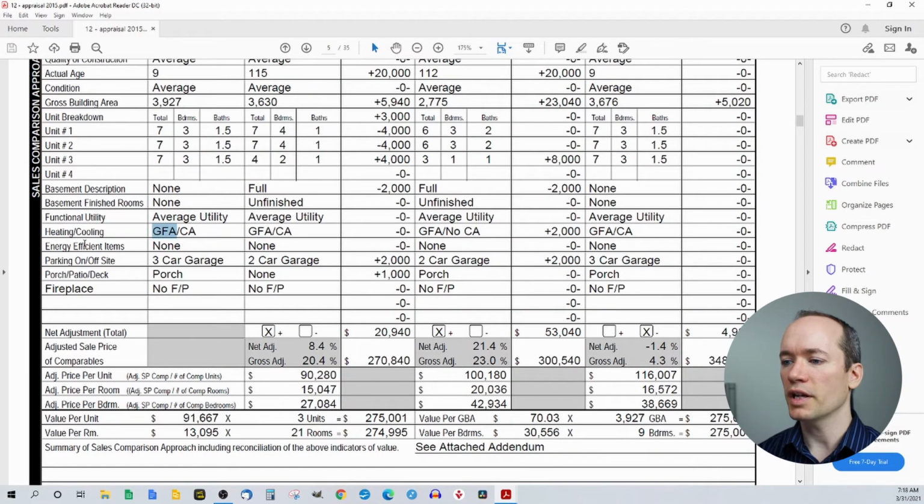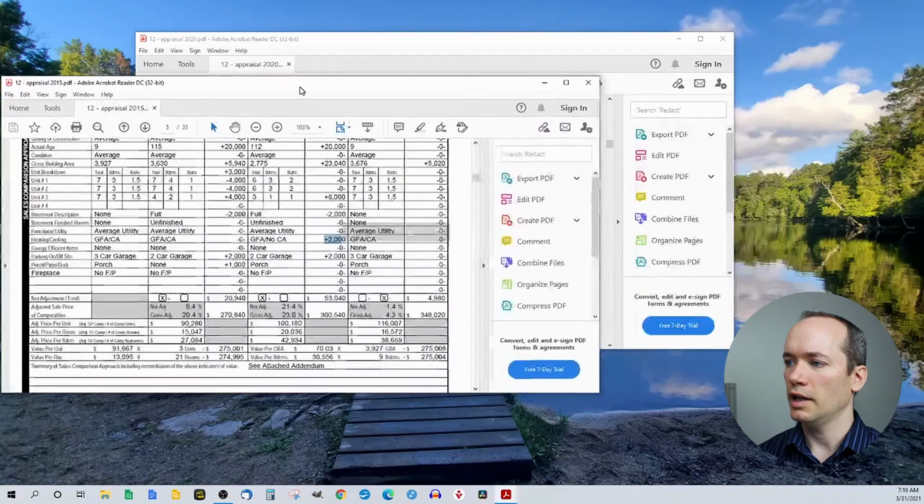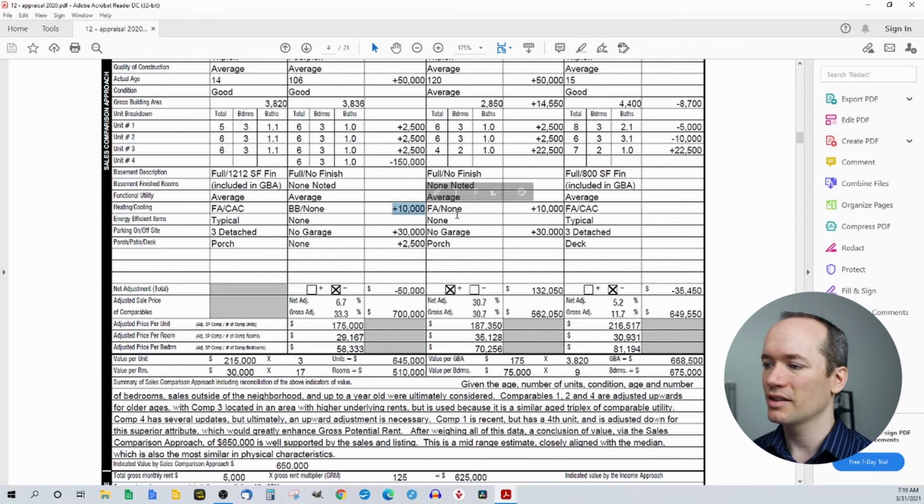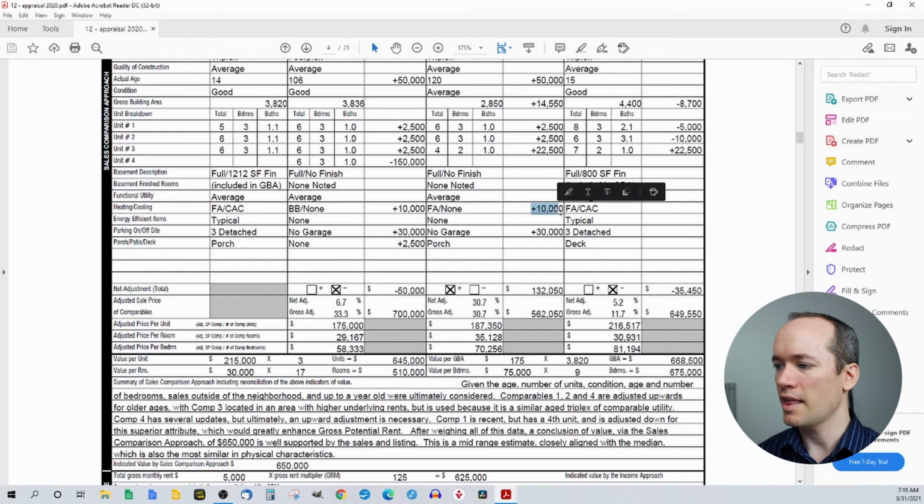Okay, so the next adjustment in the 2015 appraisal is for heating and cooling. My subject property has gas, forced air, and central air. So looking at comp number 1, same thing, so there's no adjustment there. Comp number 2 has also gas, forced air, but no central air. So that's an adjustment of $2,000. And looking over here at the 2020 appraisal, heating and air, this property has baseboard heat and no AC. So that's an adjustment of $10,000. Forced air, no AC is $10,000. So a big difference of opinion there as well regarding what AC is worth.